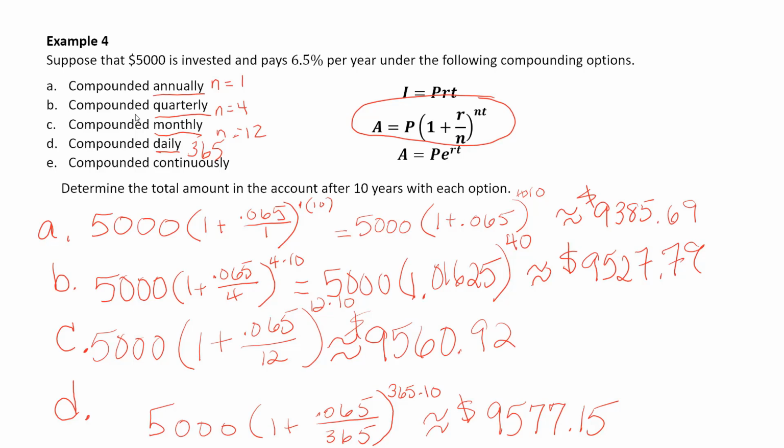Now you can notice that it's not that much difference over 10 years time between $9,385.69 and $9,577.15. I mean, it's just not that much money. It's not that big of a difference.